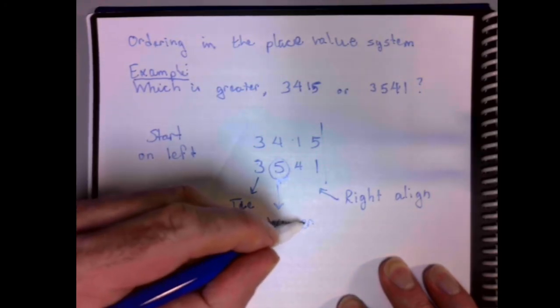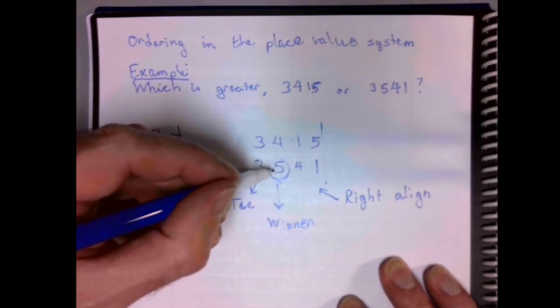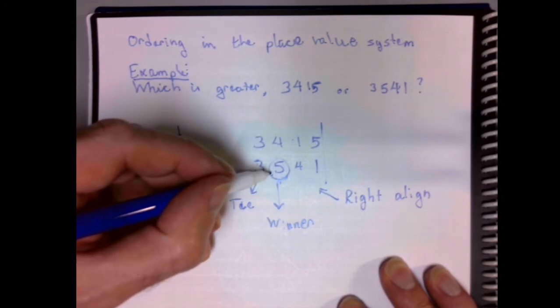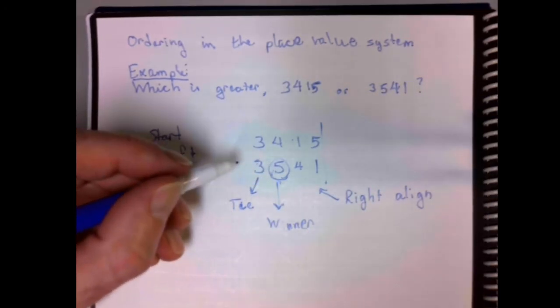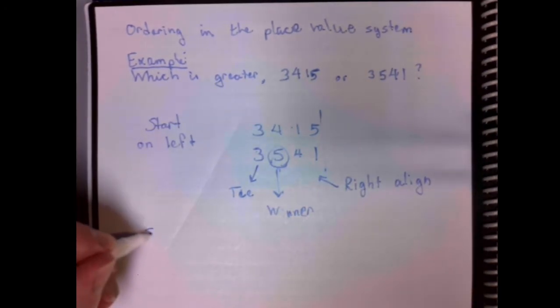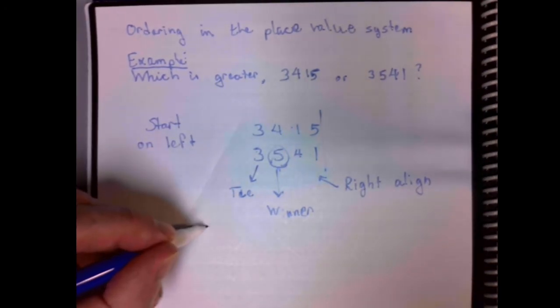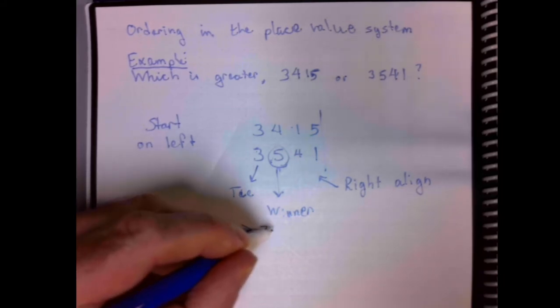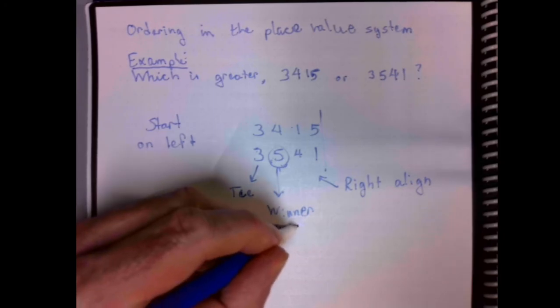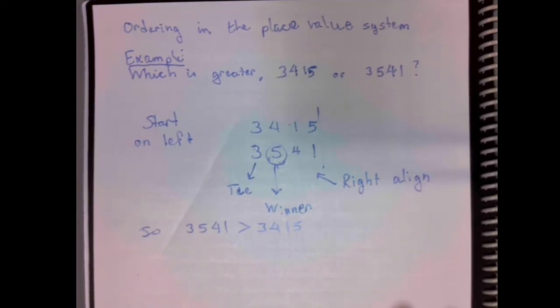Here we see that this second number has the larger value in the hundreds place. So this is the larger number. Doesn't matter what's going on over there to the right. So 3,541 is greater than 3,415. That's the way you can set up these comparisons in the place value system.